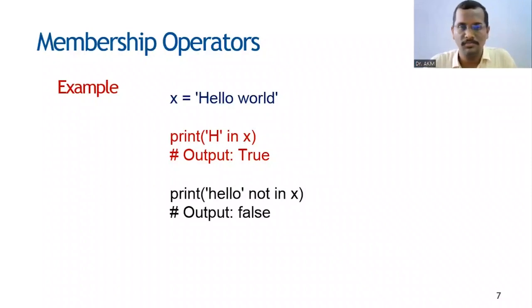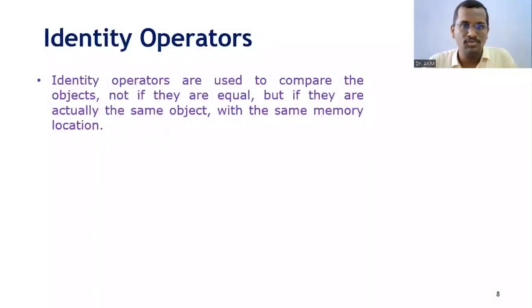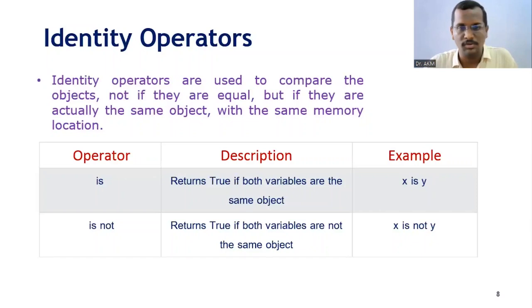The next operator we are going to learn is the identity operator. Identity operators are used to compare objects, to check not only if both objects are equal, but whether they are actually the same object with the same memory location, which is another important point. The keywords are is and is not. Is returns true if both variables are the same object. Is not returns true if both variables are not the same object. So there is a difference between is and is not.